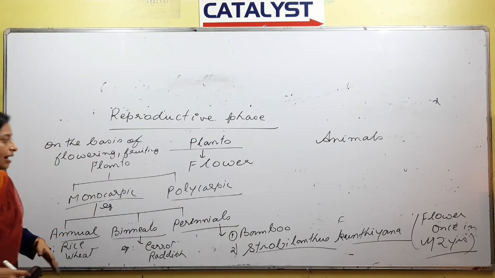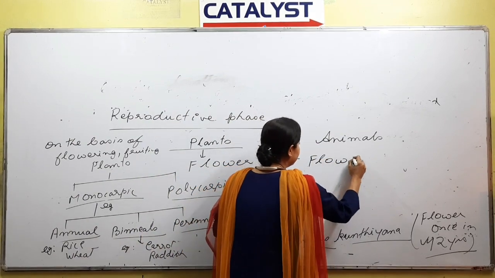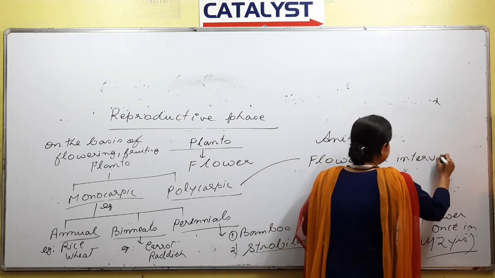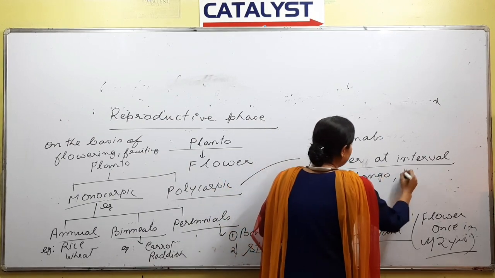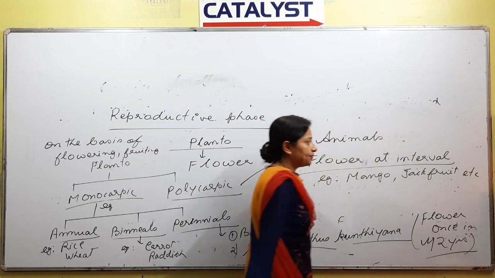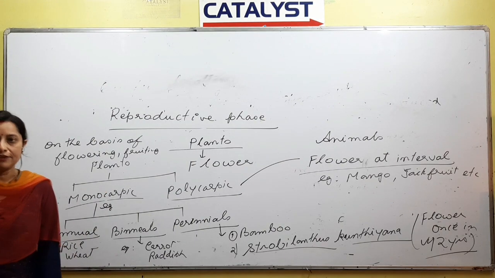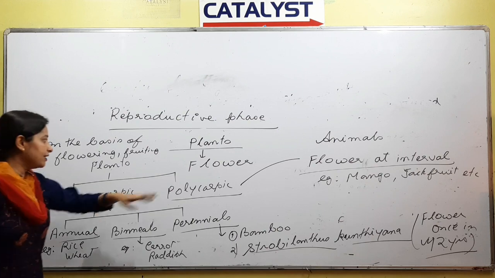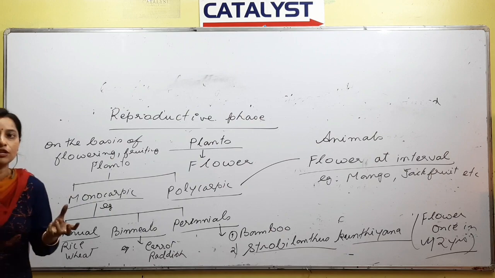Coming to polycarpic, polycarpic means that they will keep on flowering at intervals. Our common examples, can you give any example? Mango, jackfruit, etc. So what we have discussed is the reproductive phase of plants. The reproductive phase starts with flowering; on the basis of flowering we have monocarpic and polycarpic. Examples of monocarpic and examples of polycarpic we need to remember.